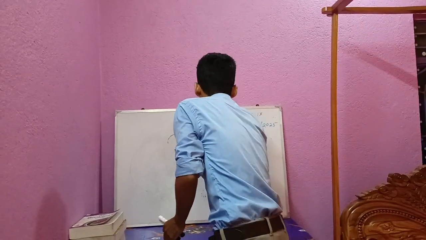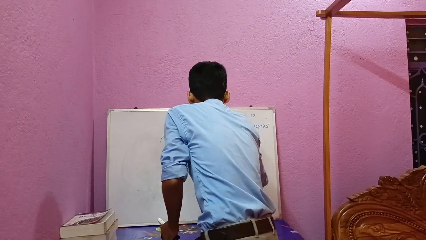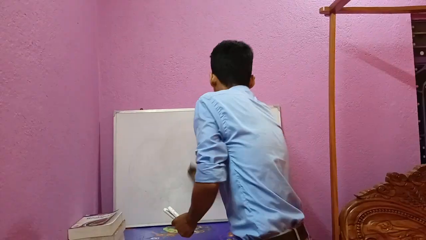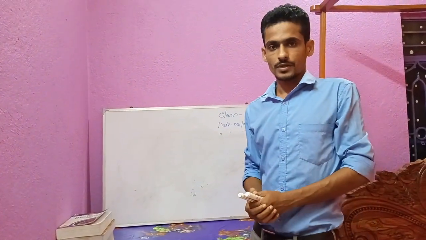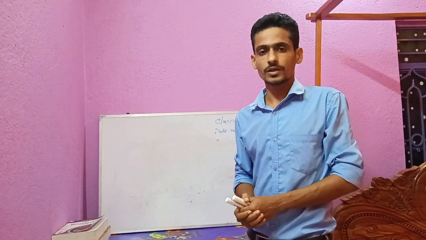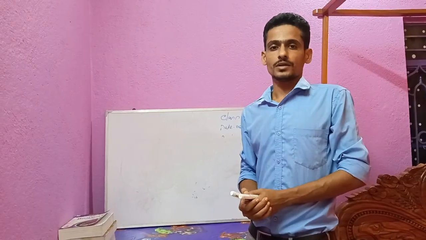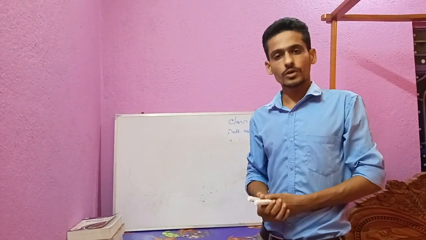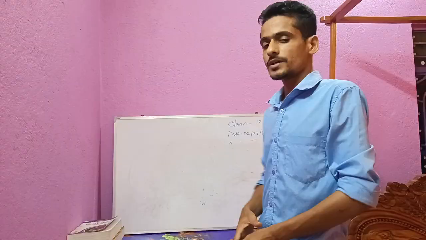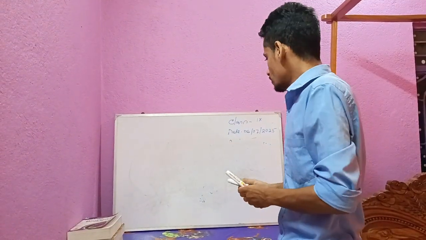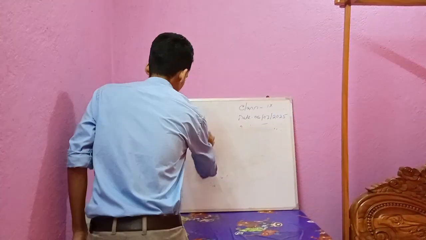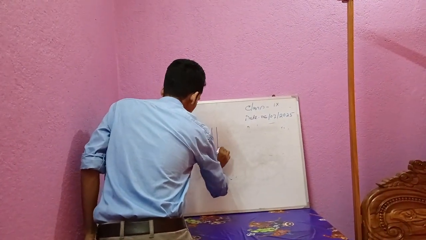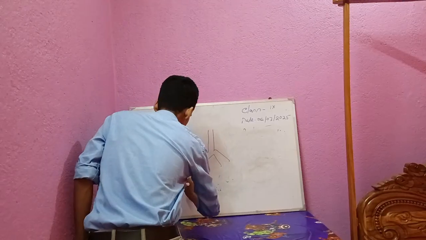So heart, all of us know the heart. What is the heart? The heart is a muscular pumping organ, and this organ is responsible for the blood circulation throughout the body. Where is it located? Let us look at the location of the heart.